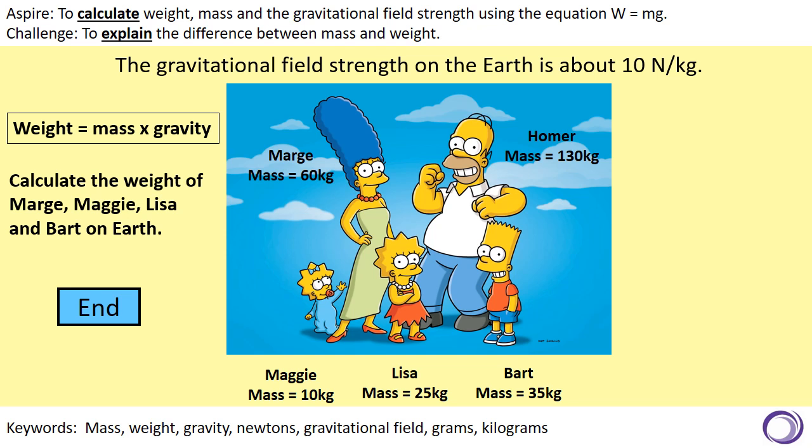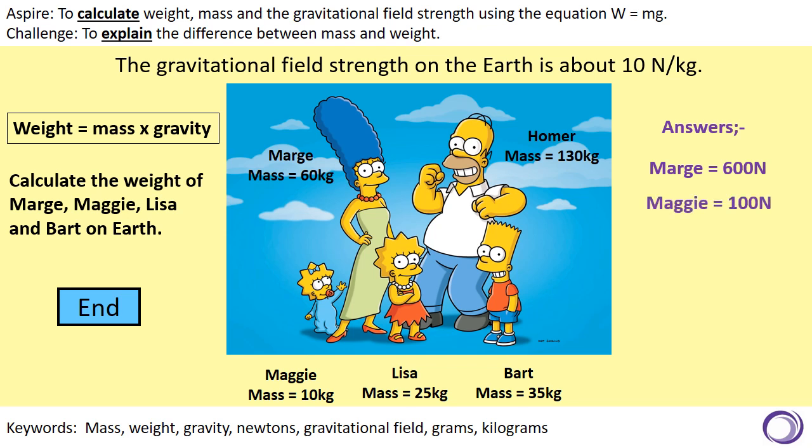Right, let's see how you've done. I'm going to get you to mark it yourself and give yourself a mark out of 10. You'll see why it's out of 10 in a second. So the answers, Marge, 600 newtons. So there's 1 mark for your 600 and 1 mark for the newtons. So if you've got 600 newtons and you've put a capital N, 2.